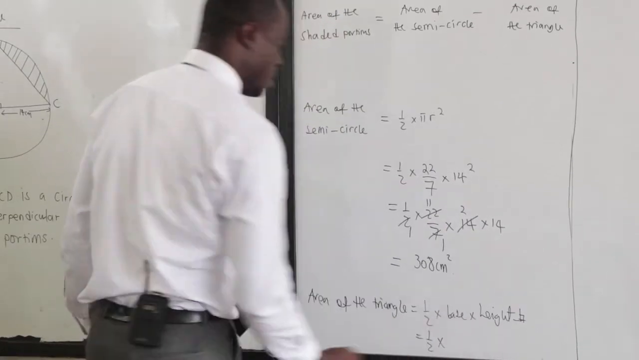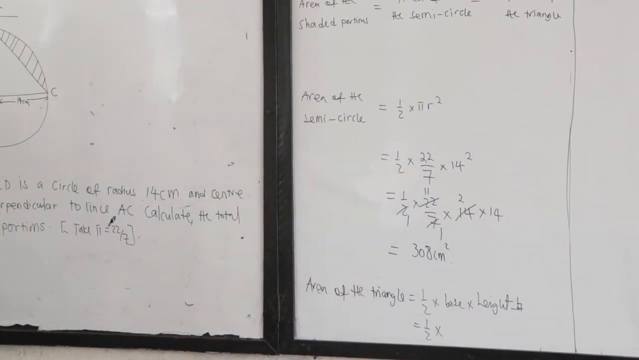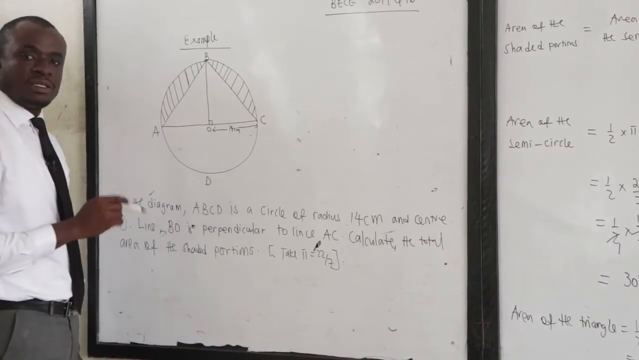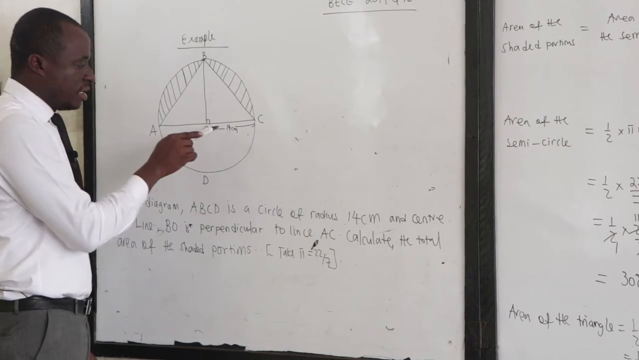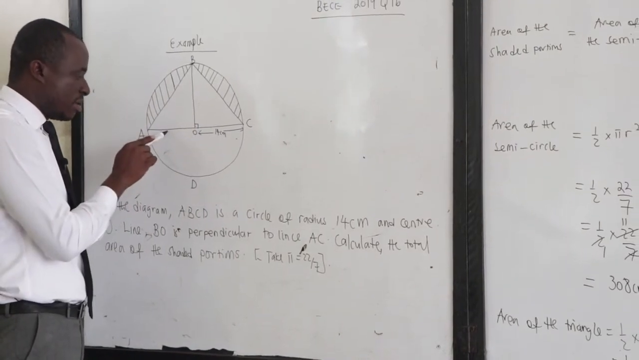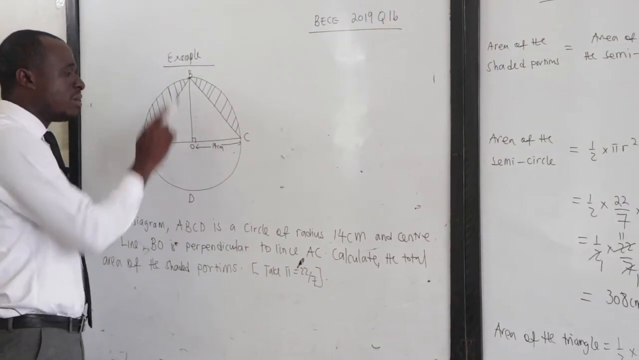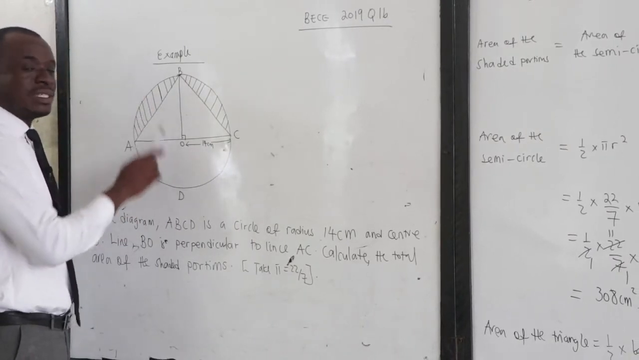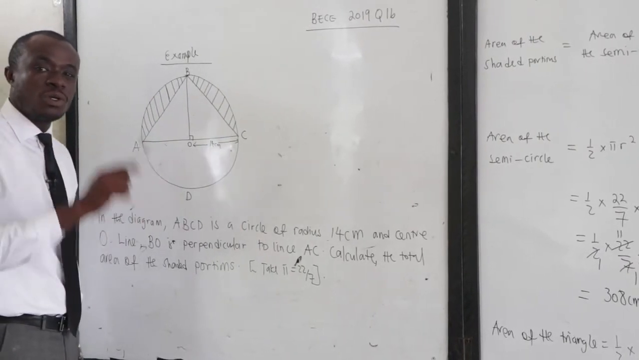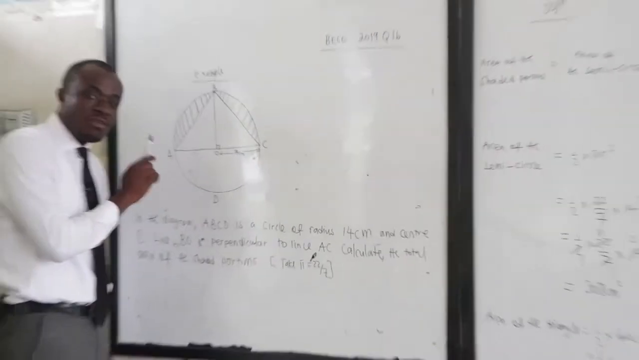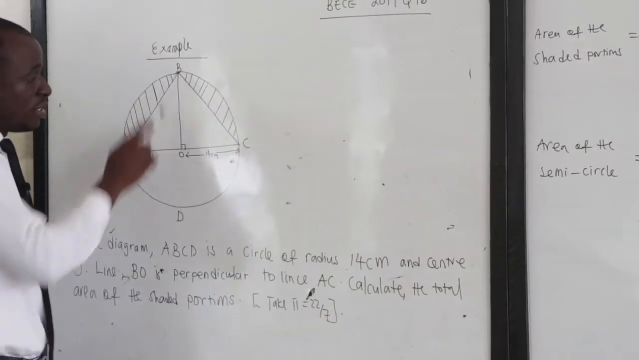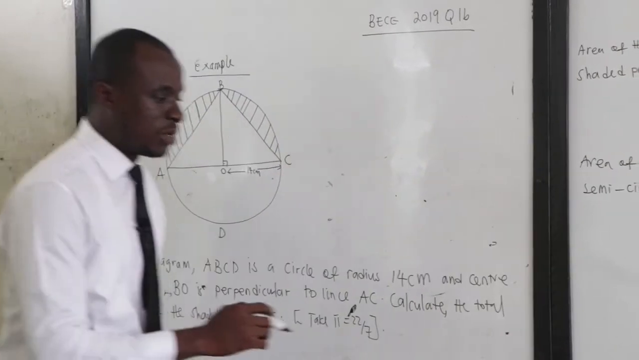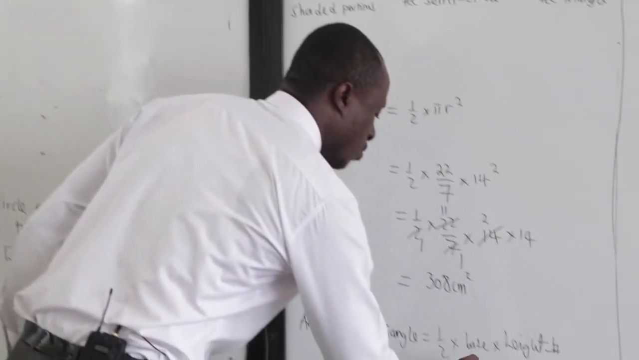Now, let's look at the diagram carefully. The base of the triangle is AC. And if OC is 14, the radius, what is the height of the triangle? The height is the same as OB, which is also a radius, but it has not been given to you. So OB is also a radius, which is 14 centimeters.